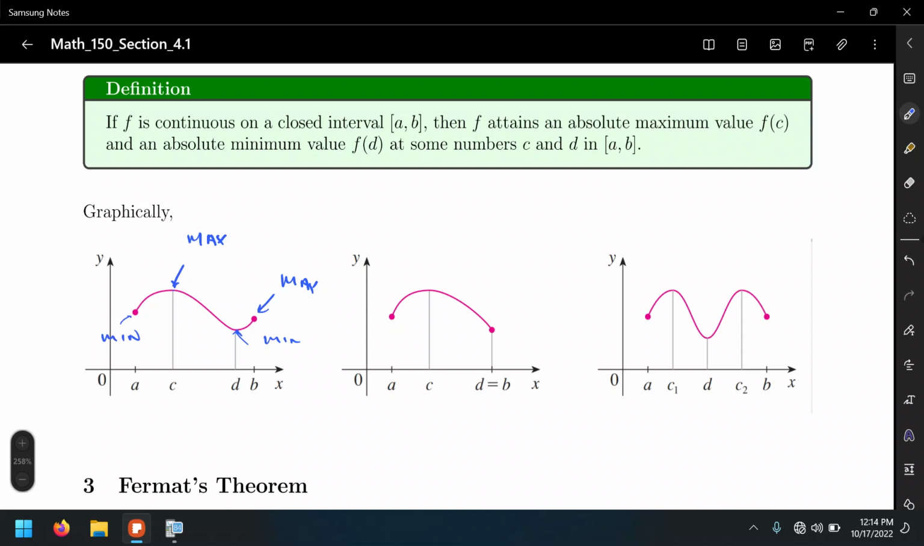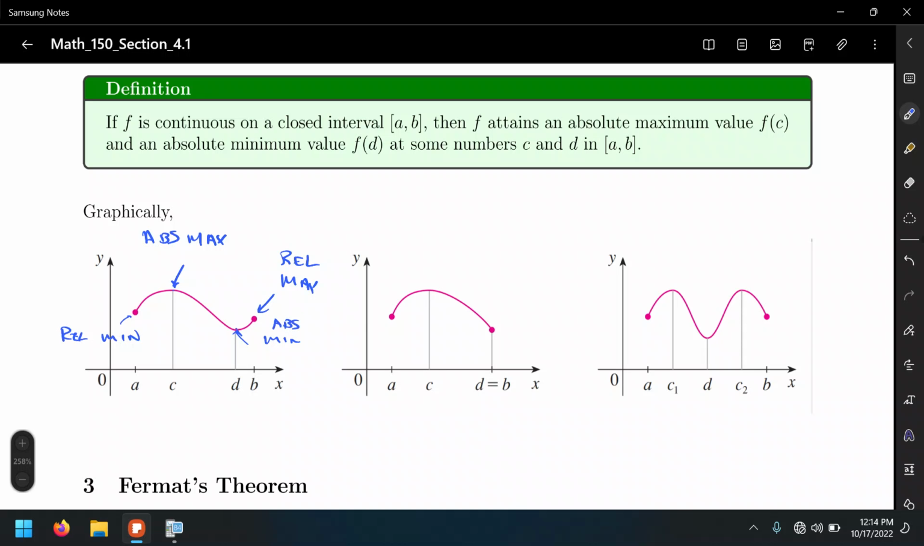But again, we need to identify which of those two maximum points is the absolute maximum and which one is the relative or local maximum. In this case, the highest of them is the absolute max, and this is the relative max. And between these two minimums, they look close to one another in their values of y. However, this one is still below this minimum, so that's our absolute min, and this is just a relative min.